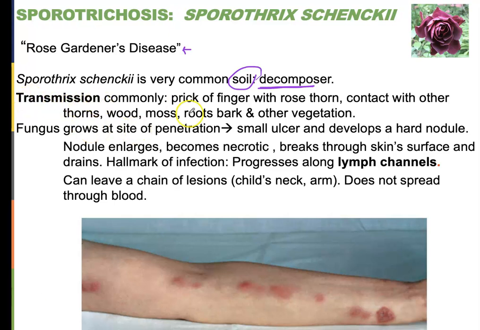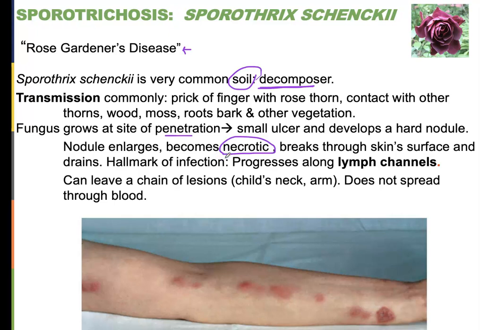So transmission, I mentioned, right? You just get a cut, prick your finger, and it comes into your skin. It grows at the site of penetration, and it can develop a small ulcer. You can also have hard nodules, which are bumps. If the nodule gets bigger, it can become necrotic and break through the skin surface, and obviously any necrosis is really bad news. Any necrosis is very, very serious.